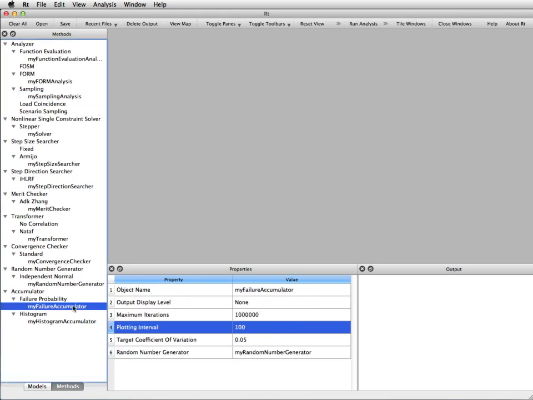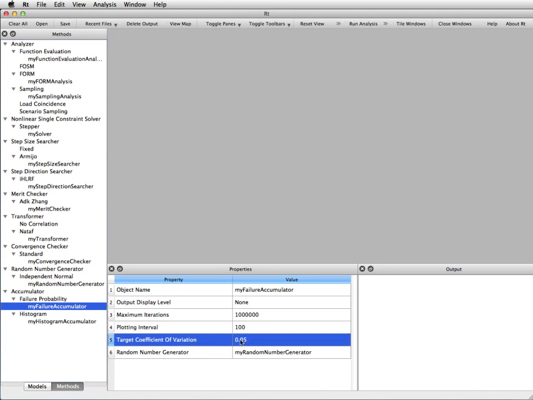This is the failure probability accumulator, and I see that 1 million samples is given here as the maximum number of samples, and a target coefficient of variation of 5%. Now I'd like to show you how to change these parameters at runtime. So I'm going to change this target coefficient of variation to something very small, so that the analysis will run, and in fact it'll run for quite a long time, and I'll show you how you can change those parameters while the analysis runs.